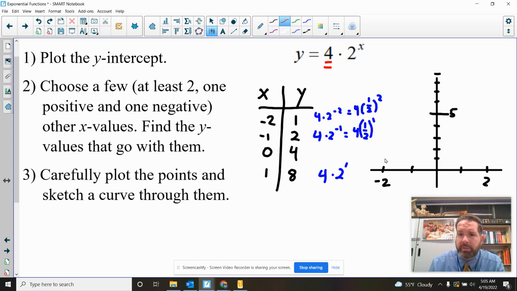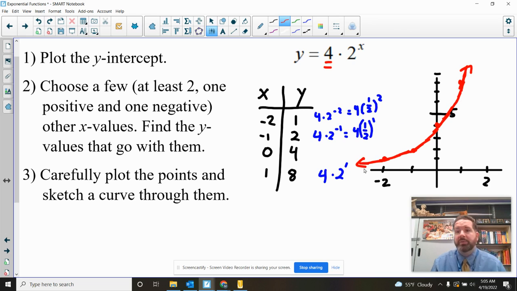So -2, 1 would be about there. -1, 2 would be about there. 0, 4 would be about there. And then 1, 8 would be all the way up here. So I'm seeing this exponential growth happening. And now just kind of do your best to make a sketch that goes through your points. And off you go. Something like this.